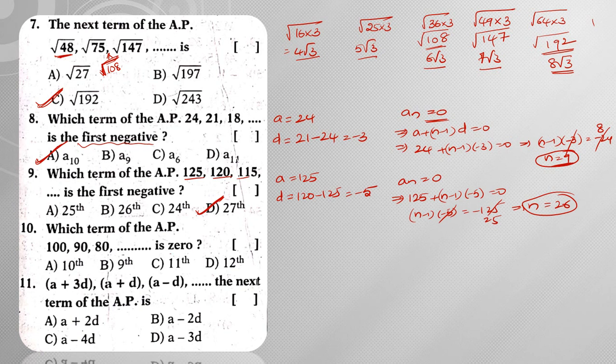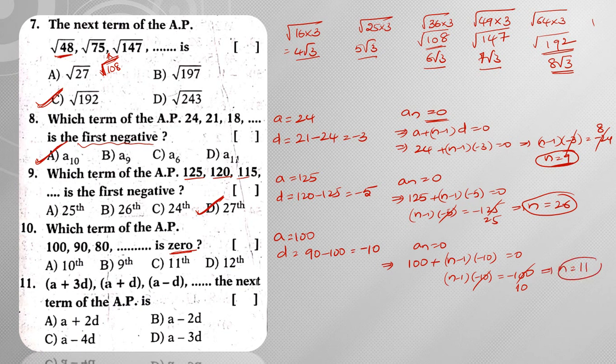Next, which term of the AP is 0? Now if you observe, a is equal to 100 and common difference is 90 minus 100, which is nothing but minus 10. Now what is he asking? Which term is 0? That means an is equal to 0. On substituting the values, a is 100 plus n minus 1 into minus 10 is equal to 0. Now when I transpose, n minus 1 into minus 10 is equal to minus 100. So in minus 100, minus 10 cancels 10 times. Now from this, n is equal to 10 plus 1, which is nothing but 11.